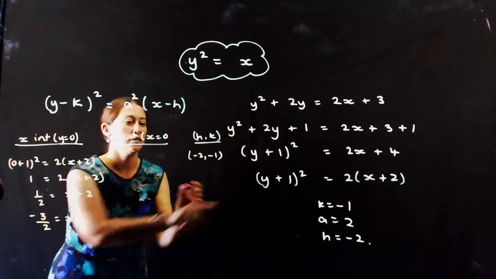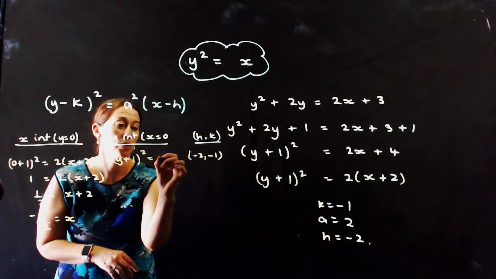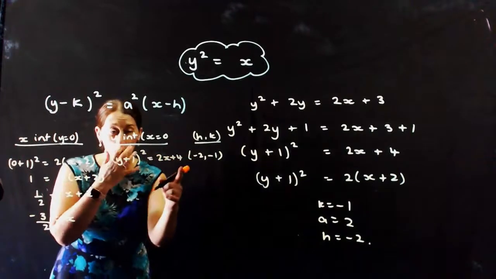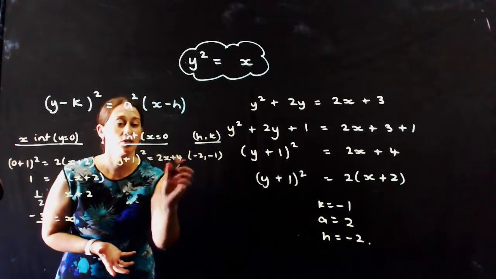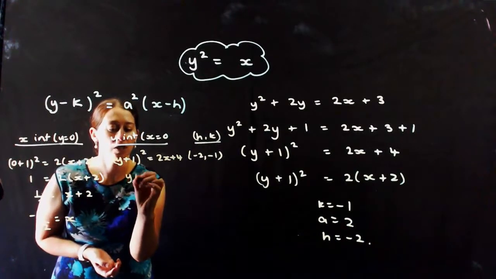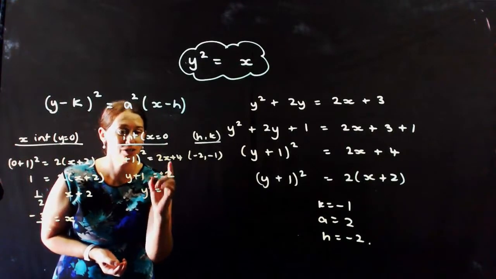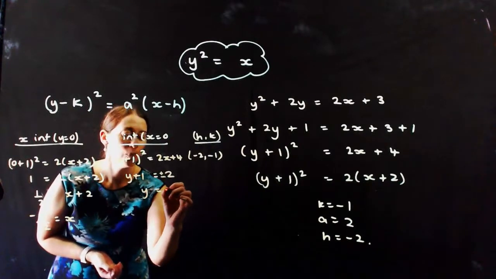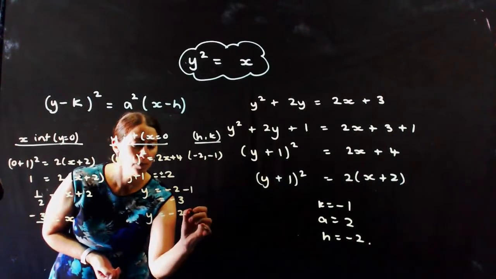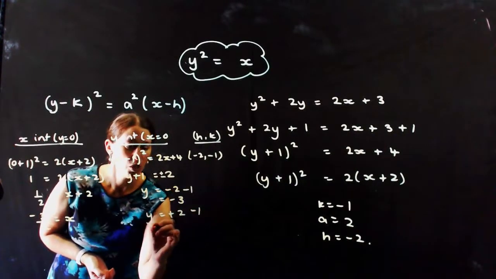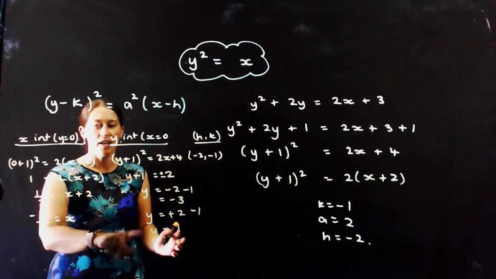Okay, let's find the y-intercept. So let's sub x equals 0 into here. You get y plus 1 all squared equals 2x plus 4. Subbing in 0, of course, 2 times 0 is 0, plus the 4 is 4. Square root 4 is 2, and then of course plus or minus 2. Subtract the 1 gives you -2 minus 1, which is -3, or +2 minus 1, which is 1. So your two y-intercepts are -3 and +1.